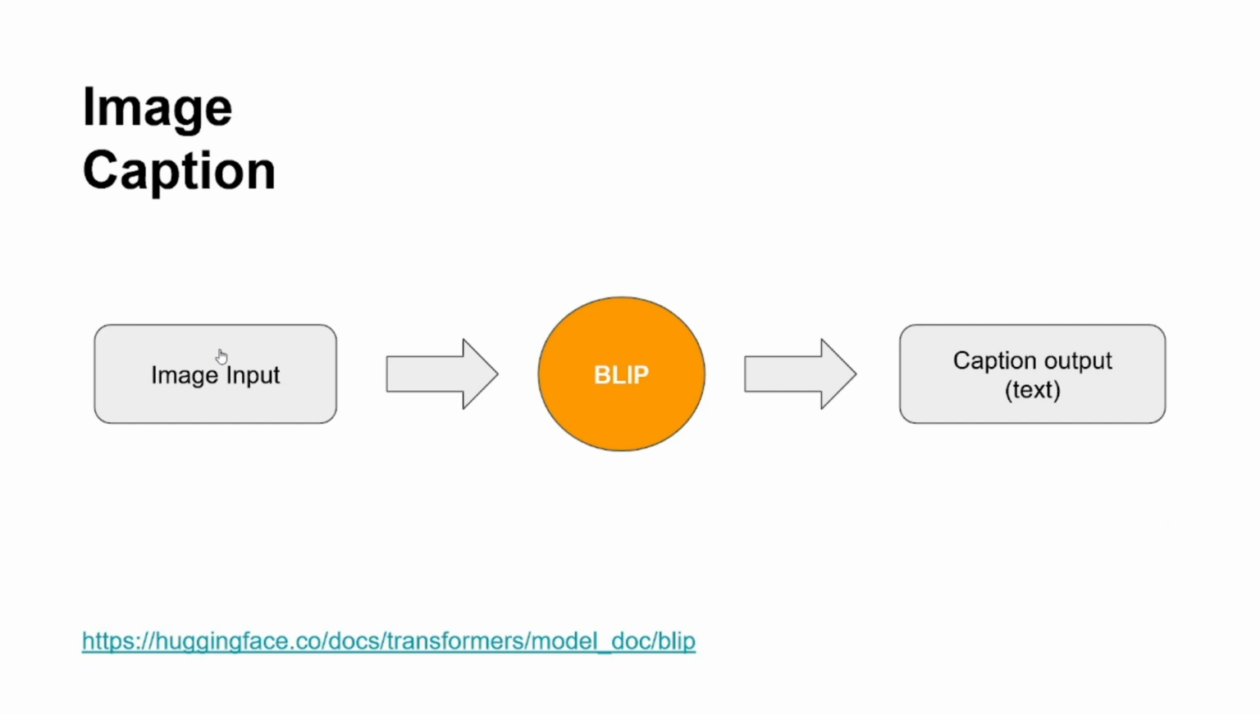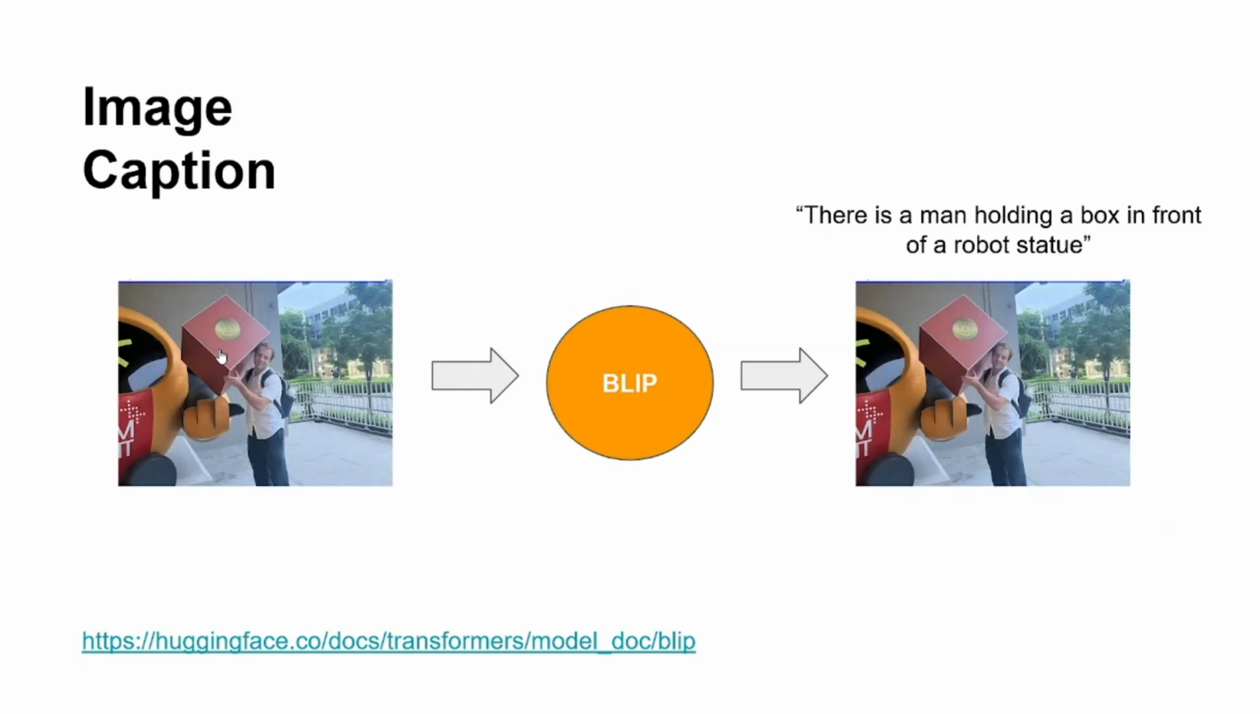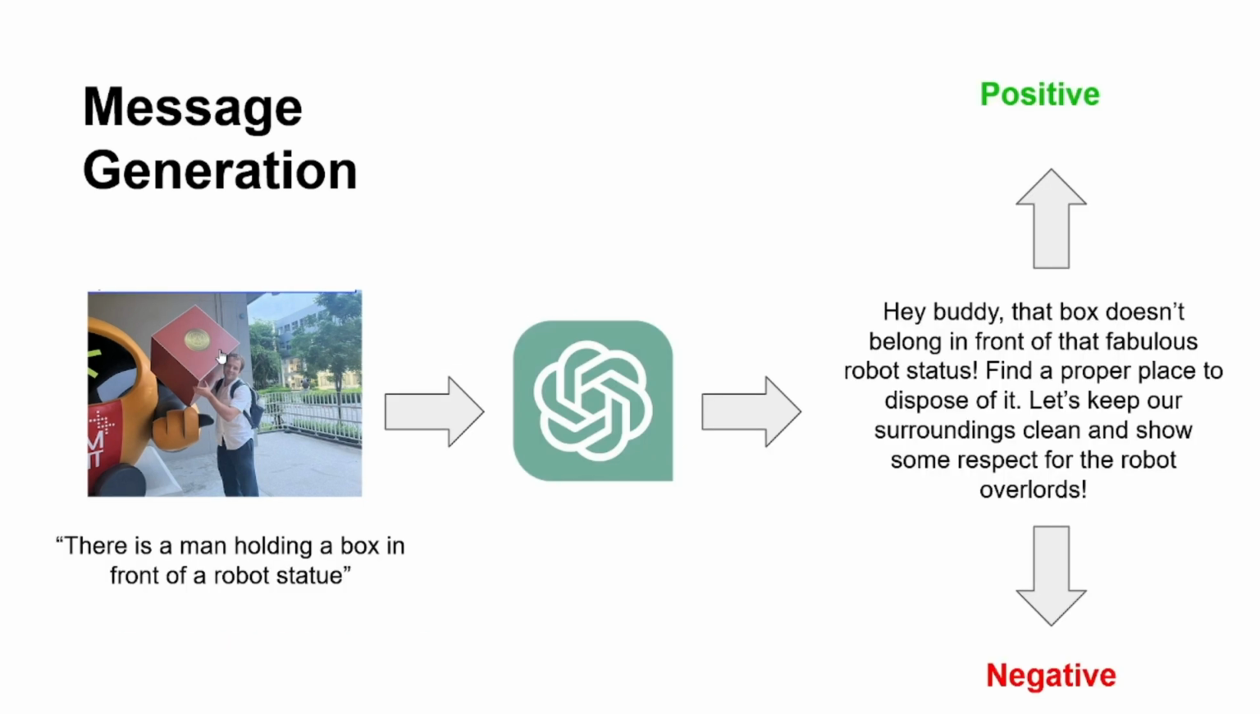Image captures are sent to the BLIP API, which returns a block of text related to what is happening in the photo. This image here, for instance, generates the caption, "There is a man holding a box in front of a robot statue." The next step in the message broadcast system is to use the ChatGPT API to generate a message that raises awareness for climate change.